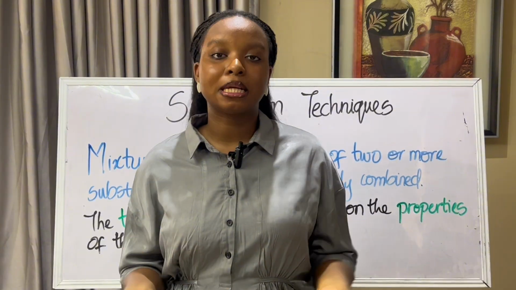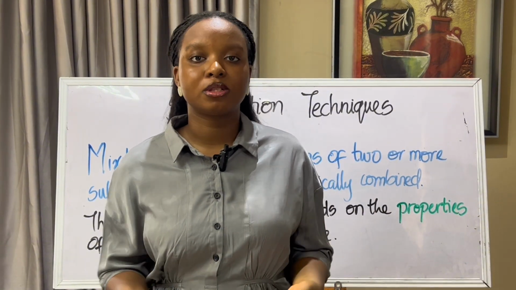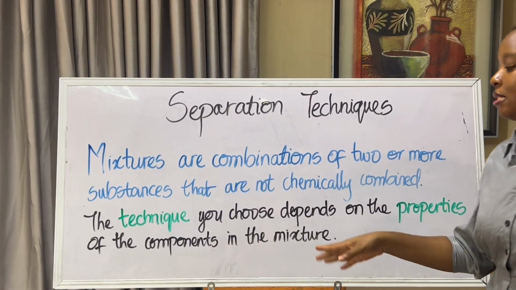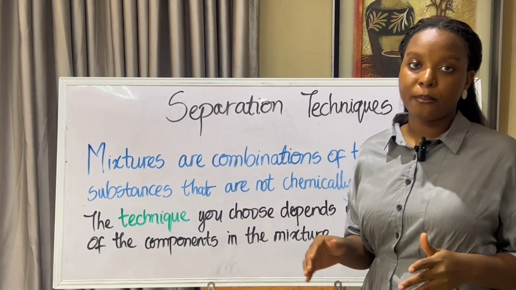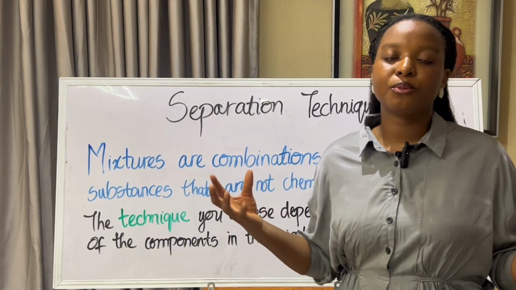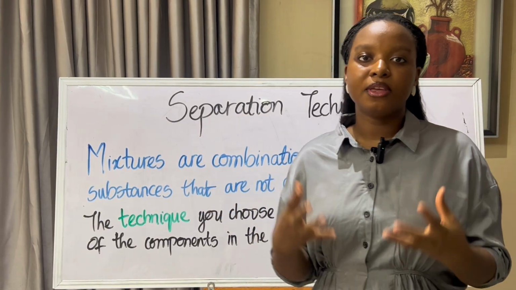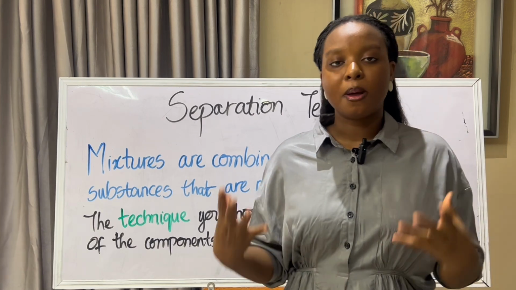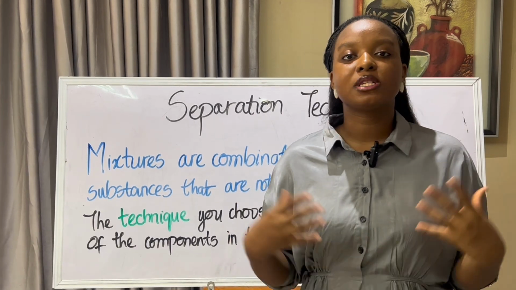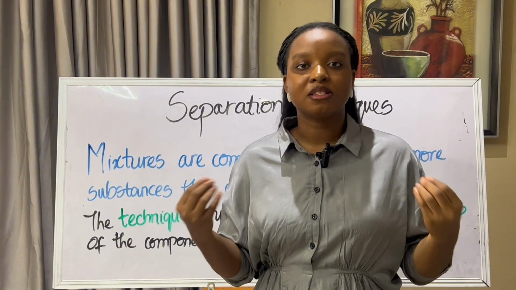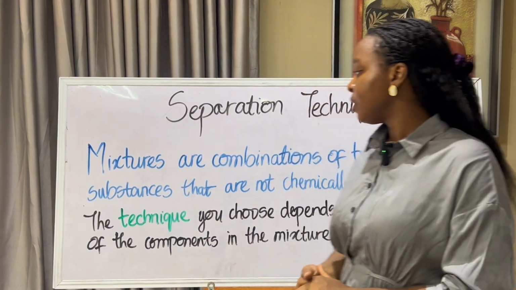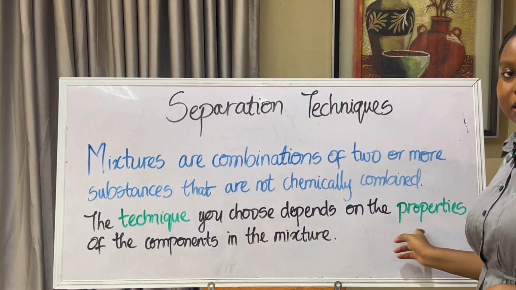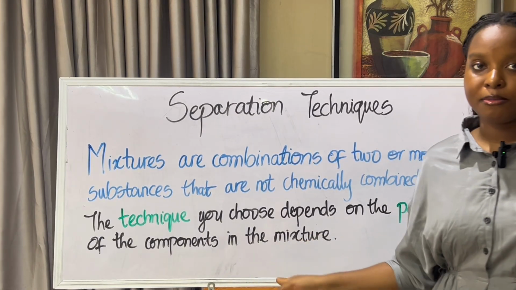Before we get into the techniques, let's talk about what mixtures are. Mixtures are combinations of two or more substances that are not chemically combined. Because there is no chemical reaction between the substances, they can be separated using physical methods. And these physical methods are what we refer to as the separation techniques. Now, the technique you choose depends on the properties of the components in the mixture.